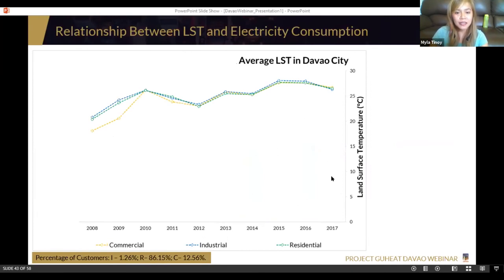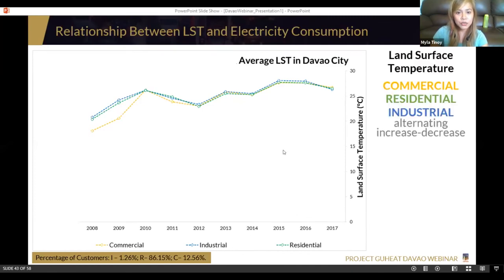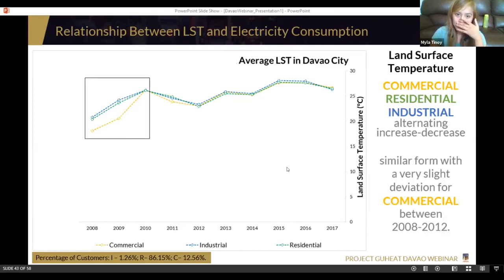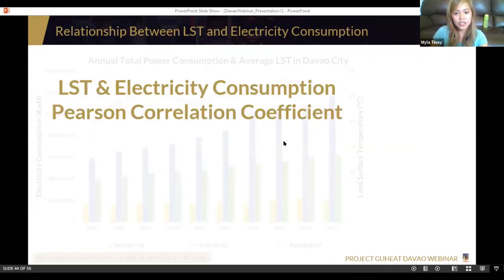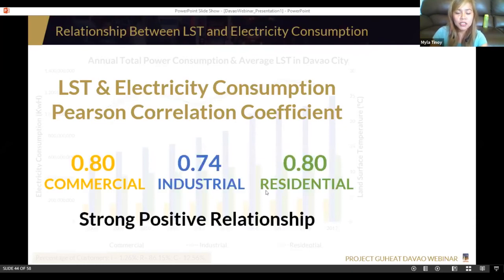Meanwhile, Landsat 8 satellite data was used to derive the average LST values for each type of user for the period 2008 to 2017. The average land surface temperatures of commercial, residential, and industrial areas have alternating increases and decreases in values. A similar form can be observed, with a very slight deviation for commercial areas between 2008 and 2012. So correlation analysis was done individually for commercial, industrial, and residential. And the results show that there is a strong positive relationship between annual average LST and total annual electricity consumption per type of user. So this means that the increase in LST has a probable effect on the increasing electricity consumption. So the warmer it gets, the more we use air conditioning.